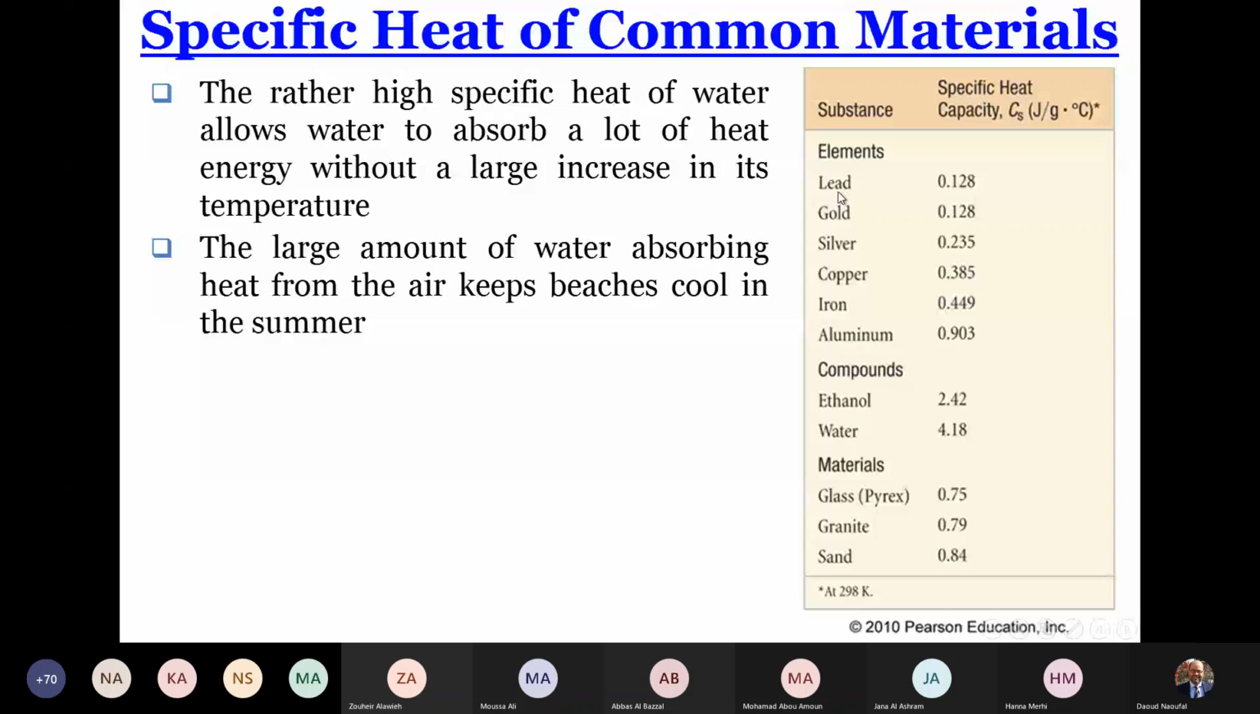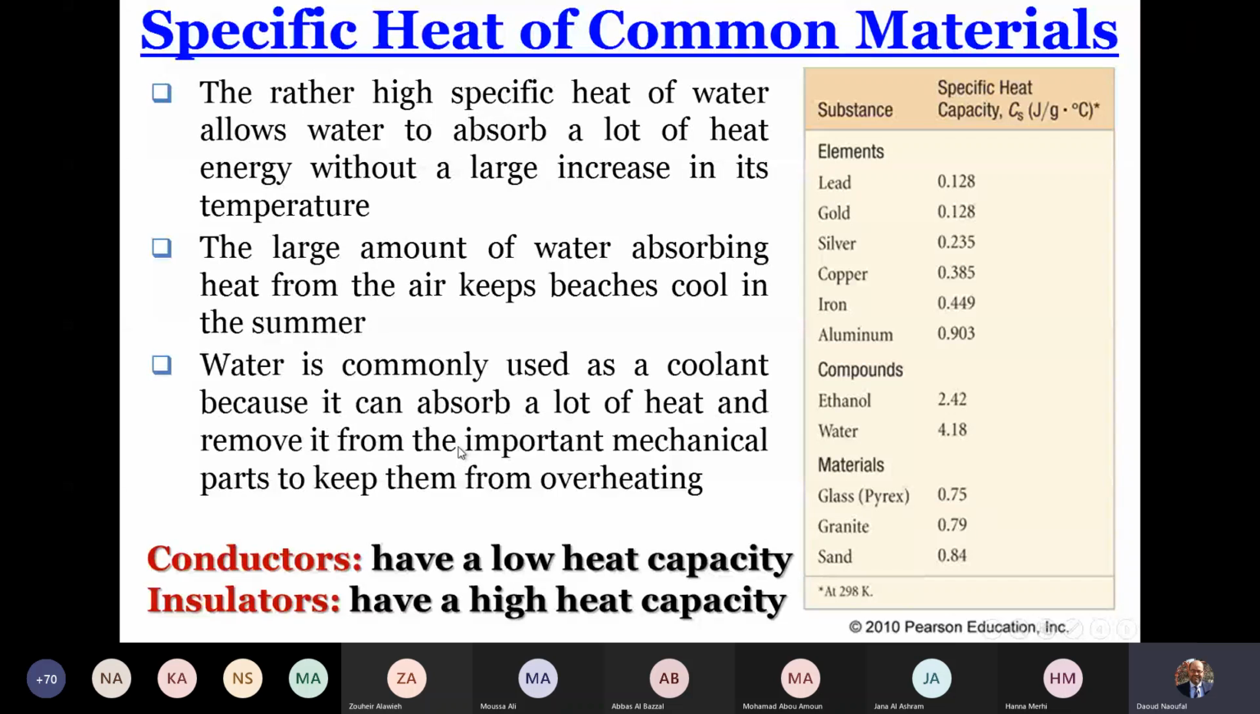Lead can receive only a certain amount of energy before its temperature increases by delta T. So for this reason, we define conductors of heat as materials that have low heat capacity, and insulators as materials with high heat capacity. Since water has a large specific heat capacity value, water is an insulator. Lead has a very low specific heat capacity, so lead is a conductor of heat.